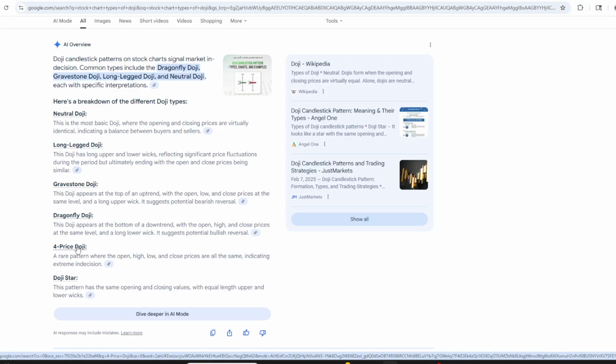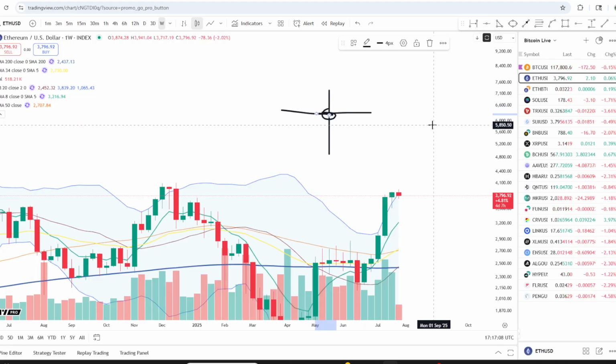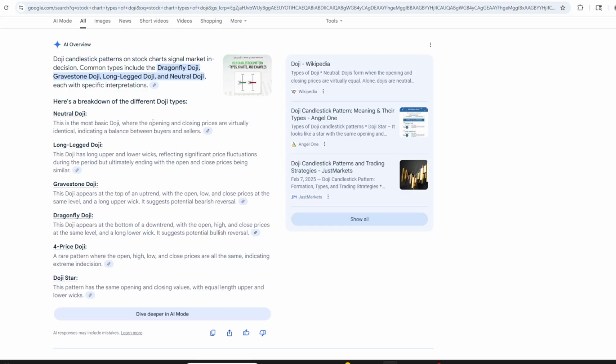Four price doji is something that technically exists, but you're really never going to see it in a market that's actively traded. Four price doji basically just means it's a flat line. It either went up or down. It traded the whole time essentially at the same price. That's a four price doji.